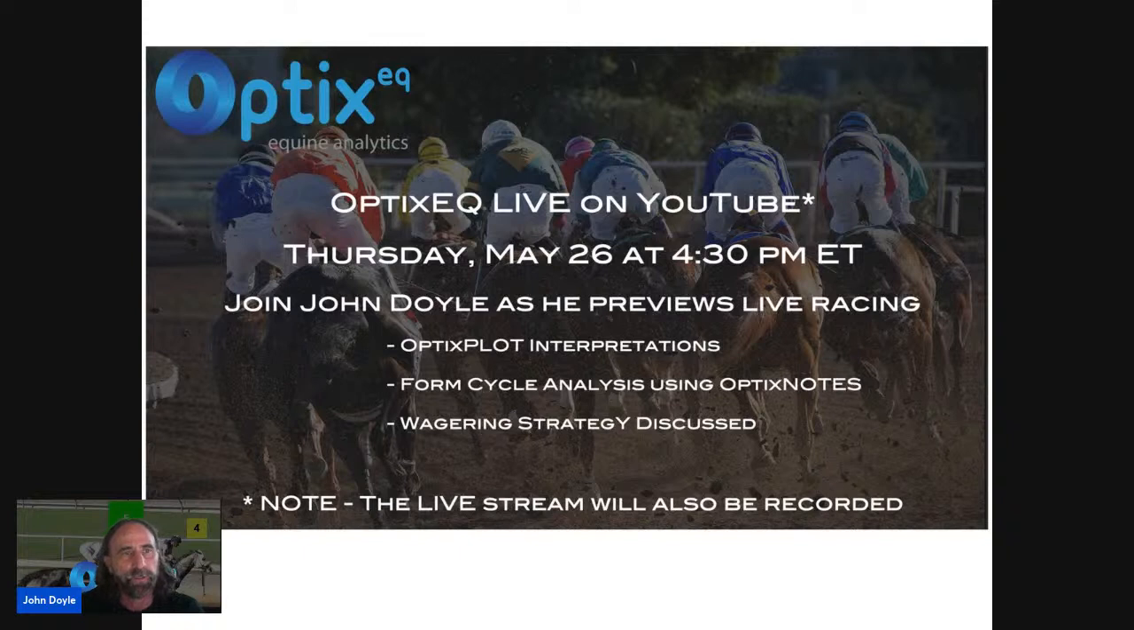First thing I'm going to do is, in each of these races, interpret the plot. Some of them may be interpretable, some aren't, but at least it gives you a sense of how to use the plot, maybe how to apply the information. Really good stuff. Talk about form cycle analysis, and that's where we use Optix Notes, a very key tool in helping us assess where the horse is in his current form cycle.